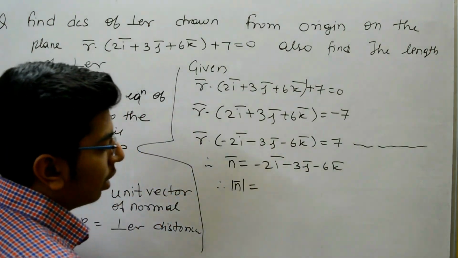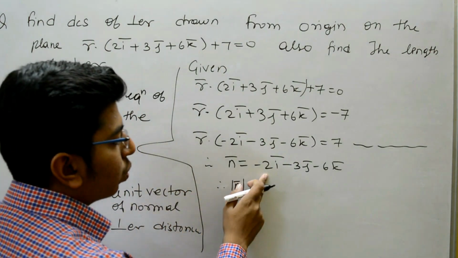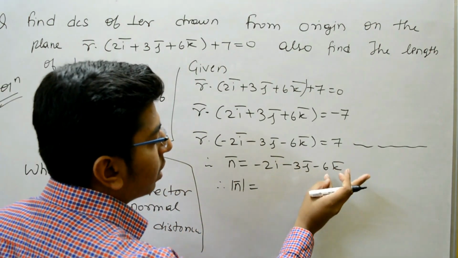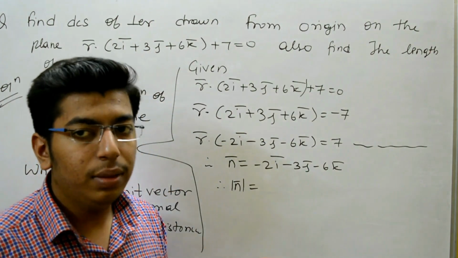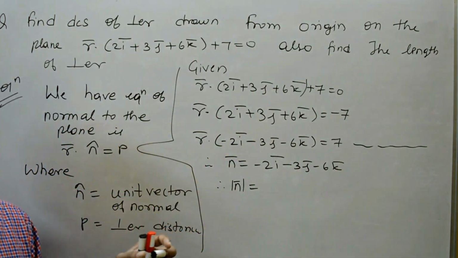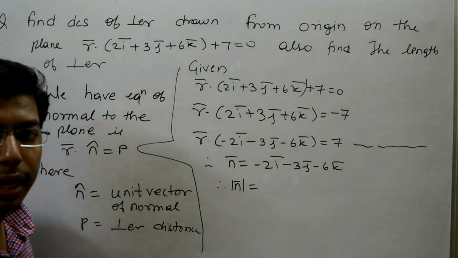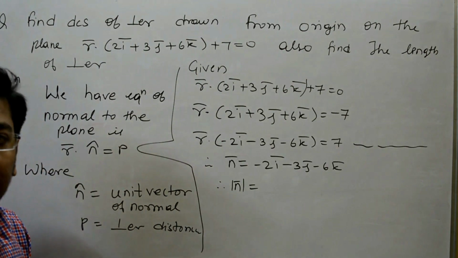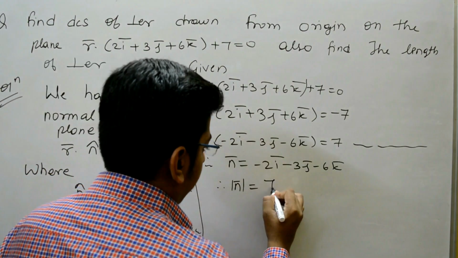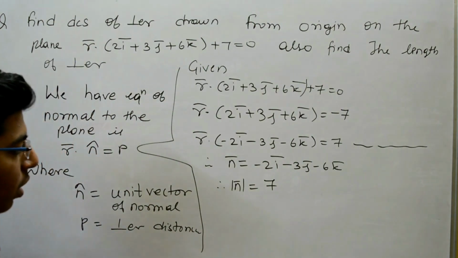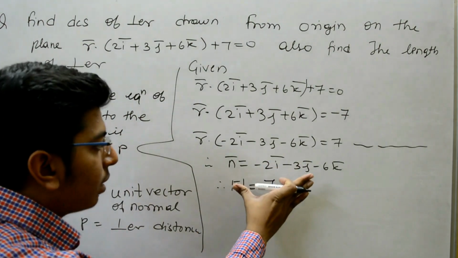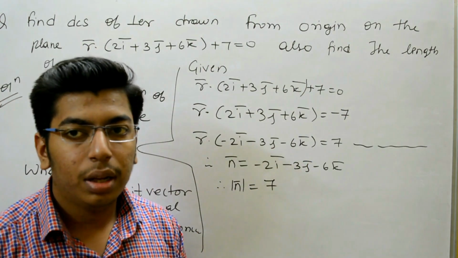What is that? That is 2 square plus 3 square plus 9 square, whole thing under root. Try to find it out. Yes, the total is 49 and under root 49 will obviously be 7. So you basically write all the steps.